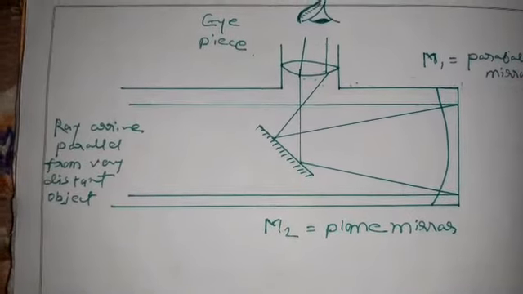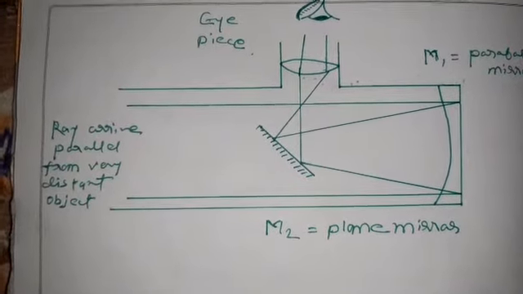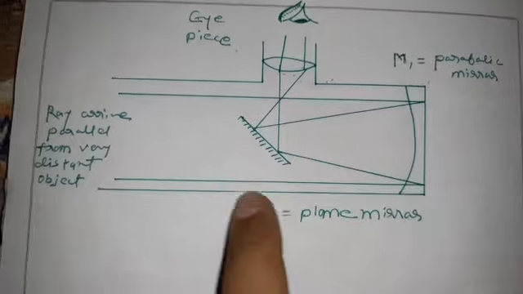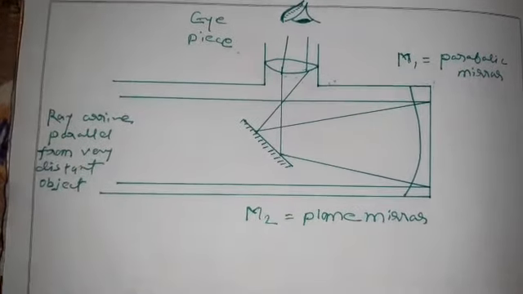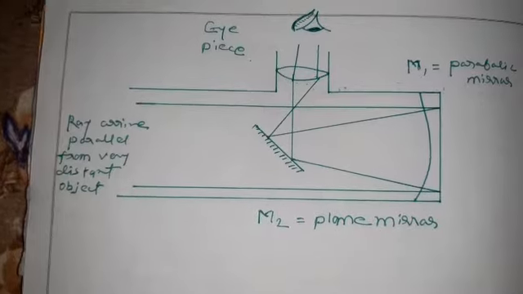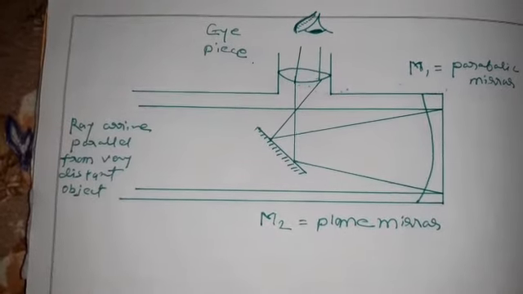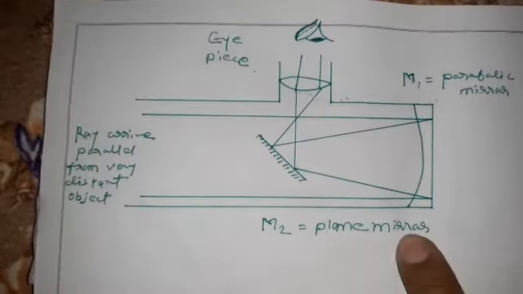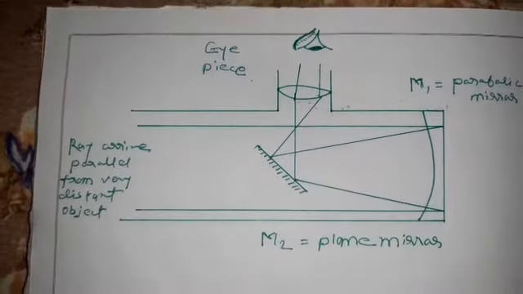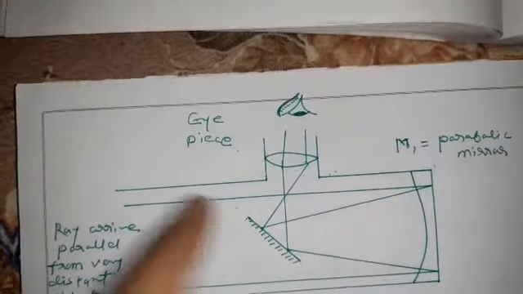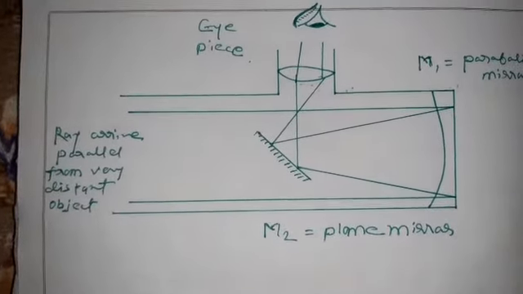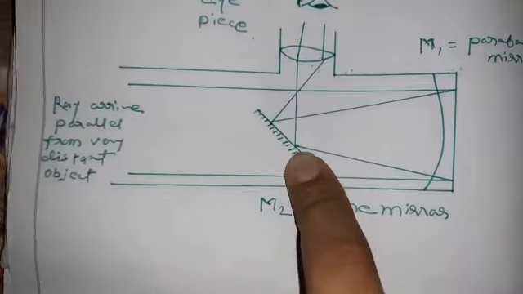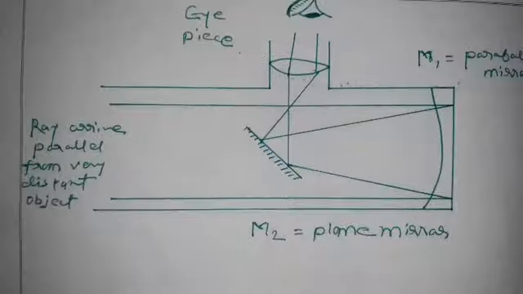The parallel beam of light coming from the distant object is reflected to the concave parabolic mirror. Here, this one is your parabolic mirror, and this one is your plane mirror. The light reflects from this mirror M1 onto the plane mirror M2. The plane mirror M2 is inclined at an angle of 45 degrees to the axis of the mirror.